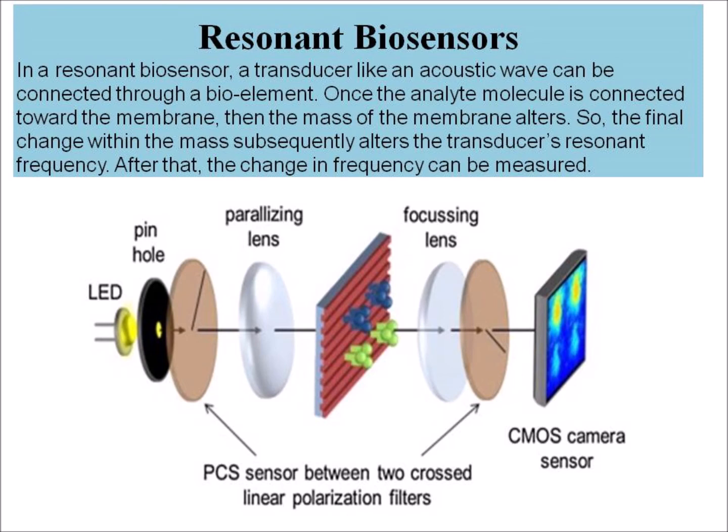Resonant biosensors. In a resonant biosensor, a transducer like an acoustic wave device can be connected with a bioelement. Once the analyte molecule is bound to the membrane, the mass of the membrane alters. So the resulting change in the mass subsequently alters the transducer's resonant frequency. After that, the change in frequency can be measured.